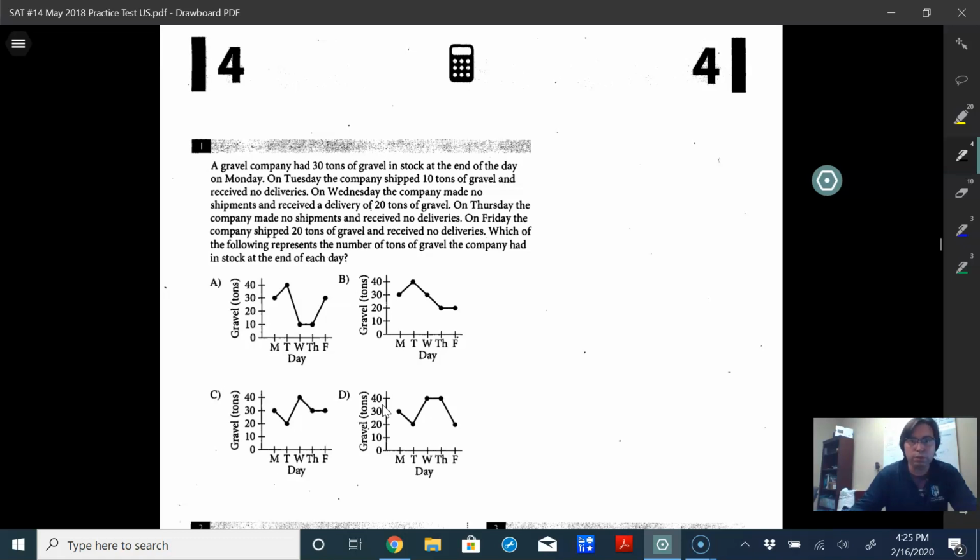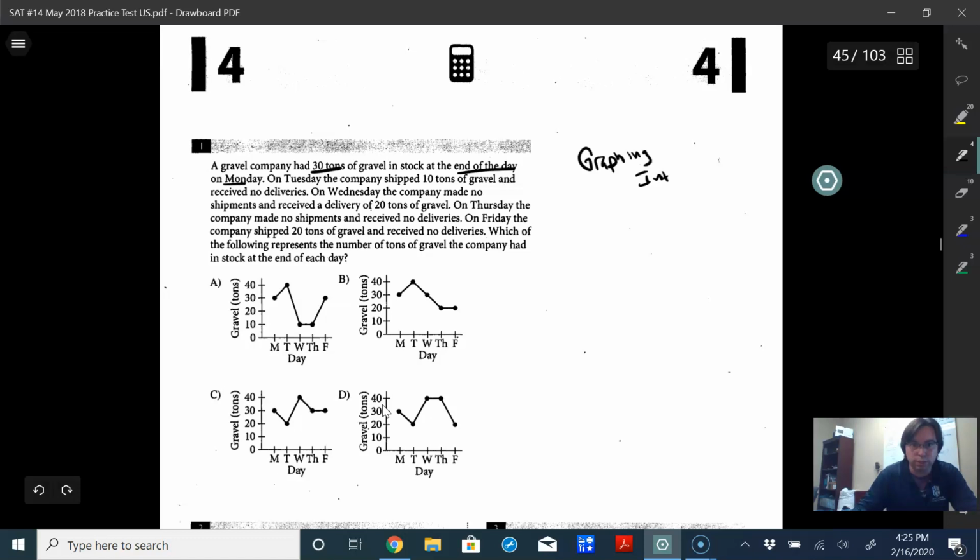So what we have here is pretty easy. Just noticing we got these weird graphs here. Remember, these questions are called graphing interpretation. We have some information given to us, and then we want to see which one is the best representation of it. It says a gravel company had 30 tons of gravel in stock at the end of the day on Monday. So it had 30 tons at the end of the day on Monday.